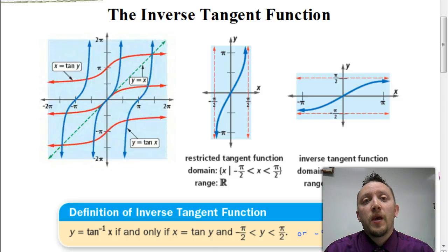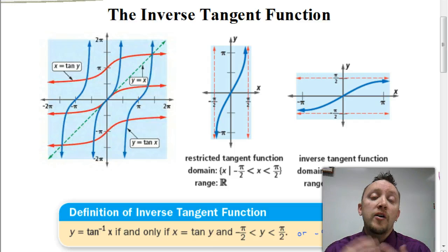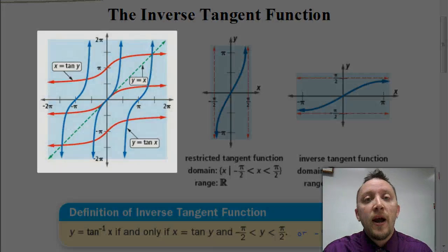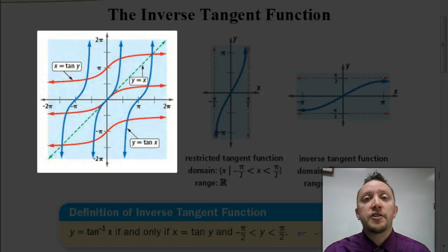Welcome. In this video, we're going to be looking at the inverse tangent function. We've already looked at the inverse sine and the inverse cosine functions, so you're going to see some similarities here with the inverse tangent function. Let's look at the graphs of the original tangent function.